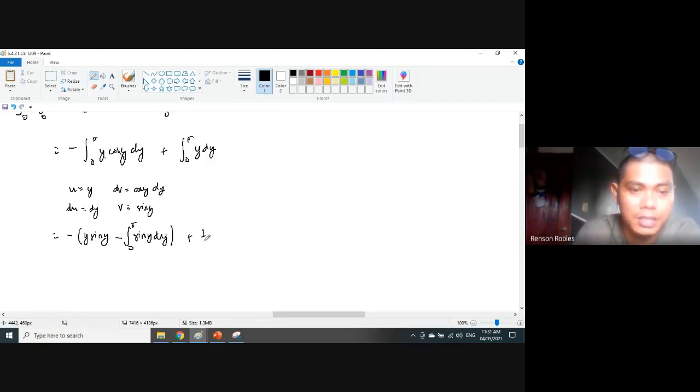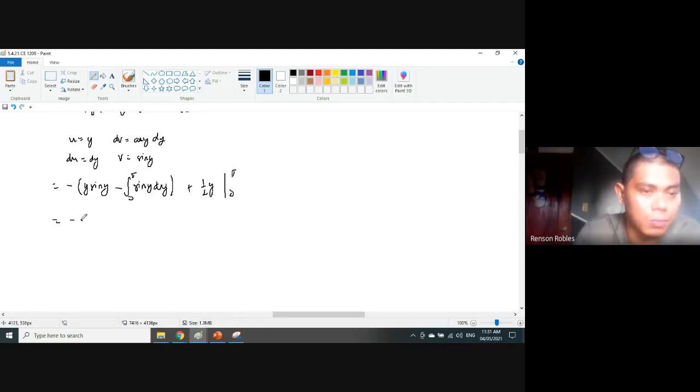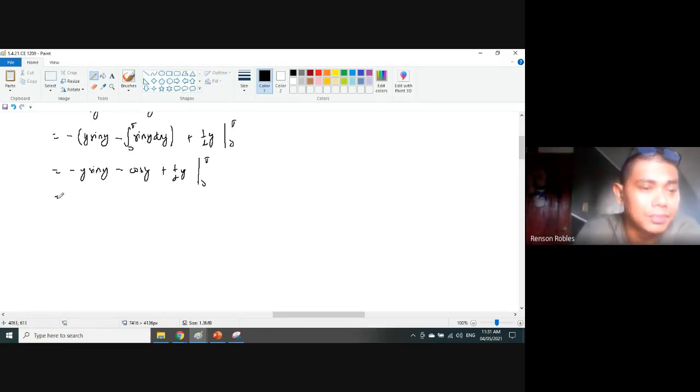Let's integrate this. That's 1 half y squared evaluated from 0 to pi. And then we now have negative y sin y plus, however, the integral of sin y is negative cosine, so it becomes negative again, cosine of y, plus 1 half y squared evaluated from 0 to pi. Then negative pi sin pi minus cosine of pi plus 1 half pi squared. And then at 0, it's minus 0 now. But this will not become 0 because cosine 0 is 1.